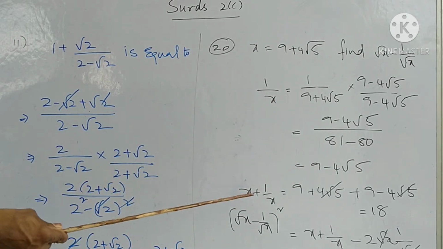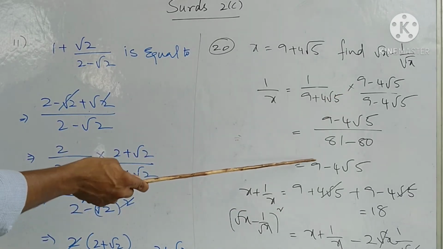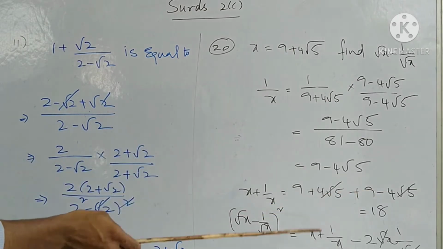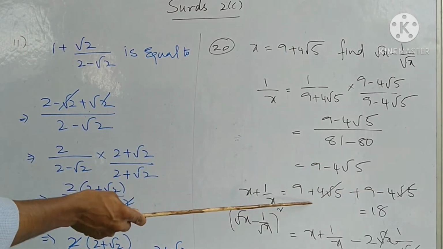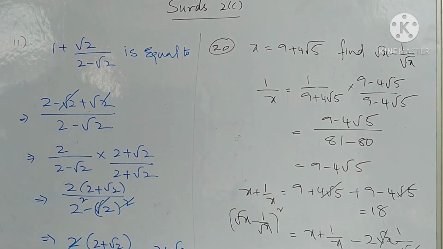So we have to find the next x plus 1 by x value. That is equal to 9 plus 4 root 5, this one, plus 9 minus 4 root 5, this one. So here 4 root 5 cancel, 9 plus 9 is 18.